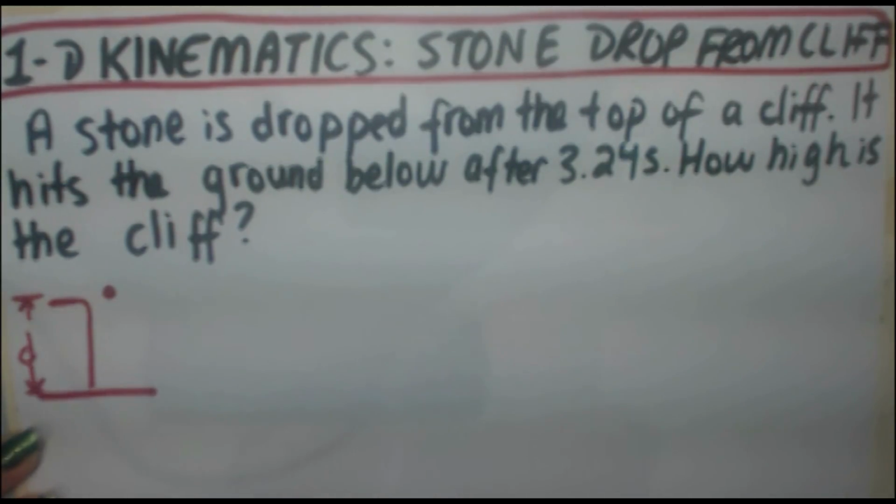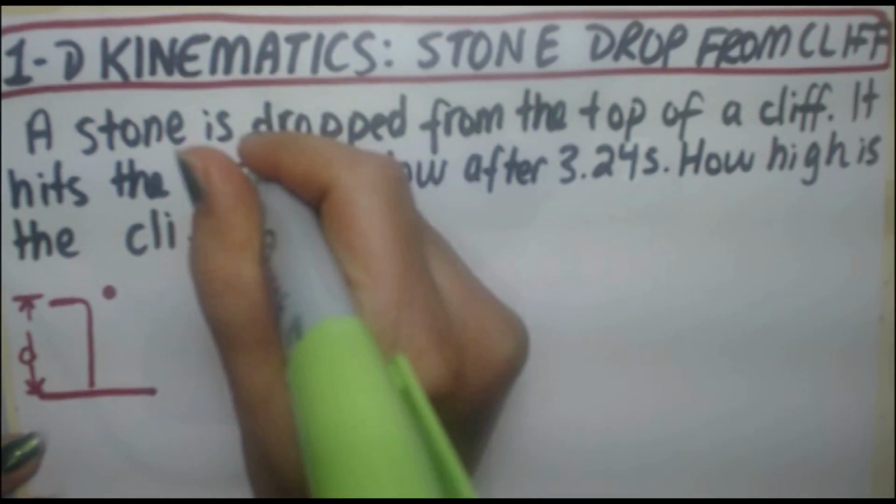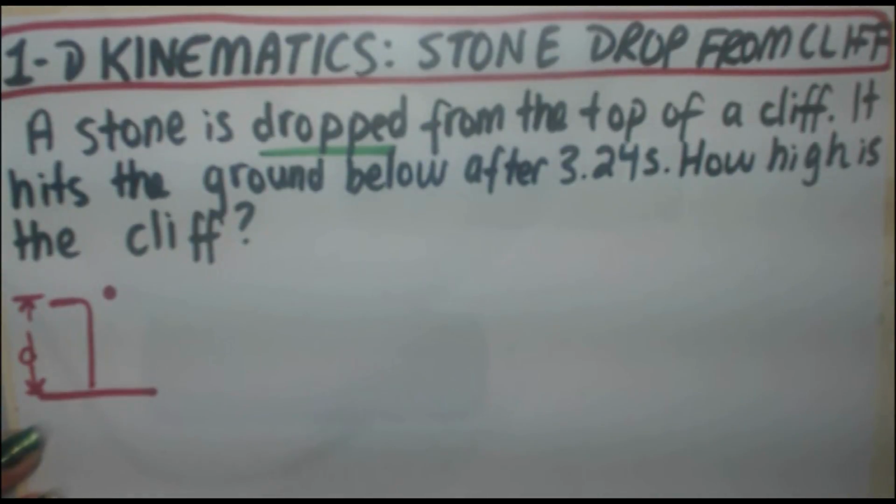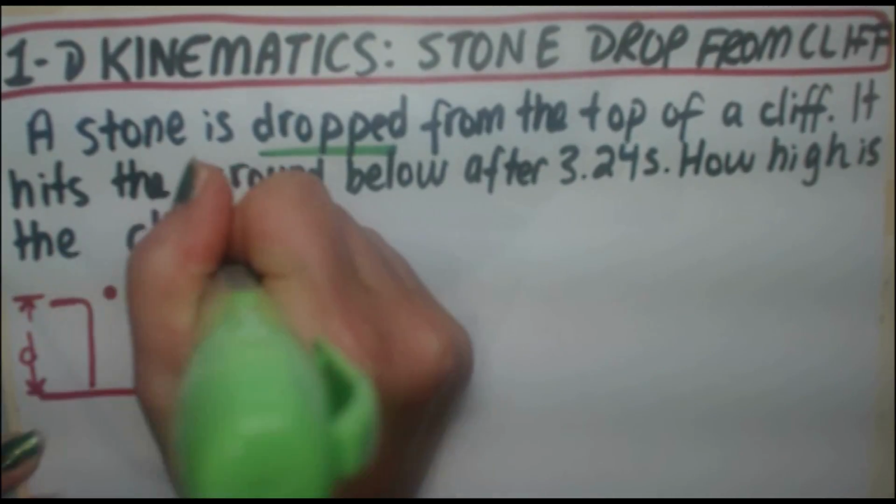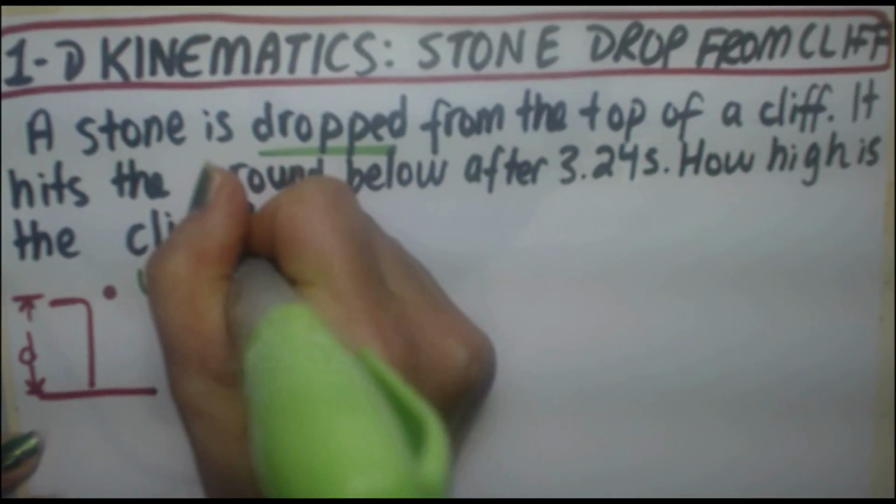Now, there's something in this question, a key word that really gives a lot of information away. Something that you have to get used to recognizing, and that is the word dropped. Whenever you see the word dropped, that means initial speed is 0. So v naught equals 0 meters per second.